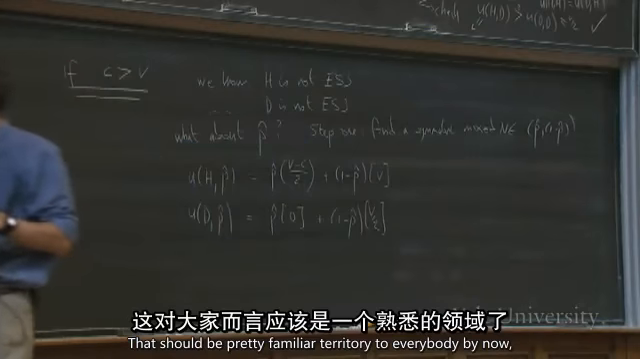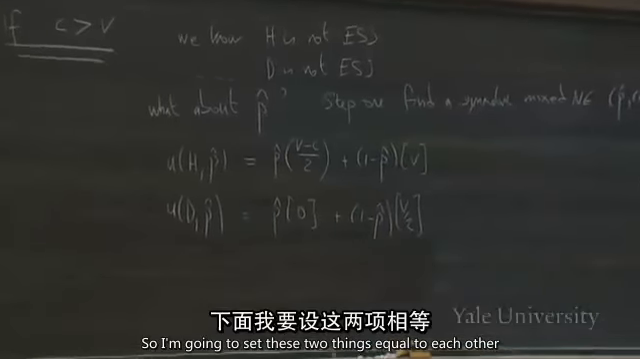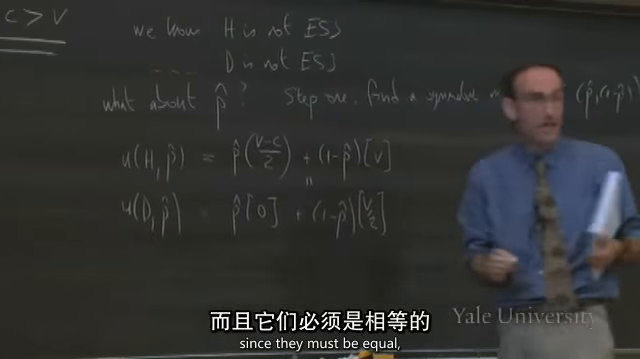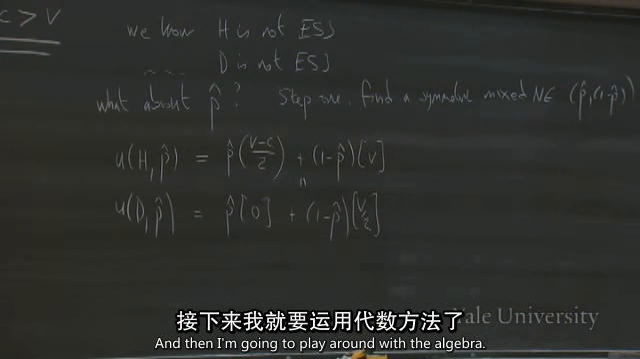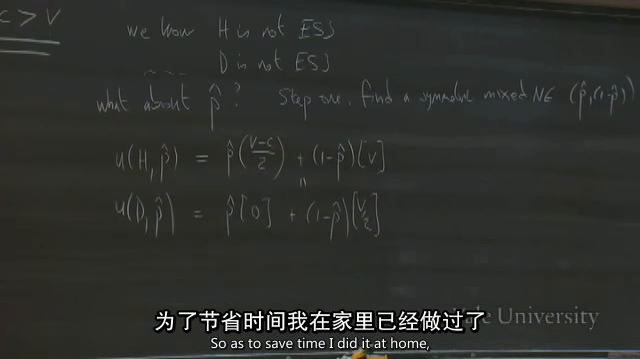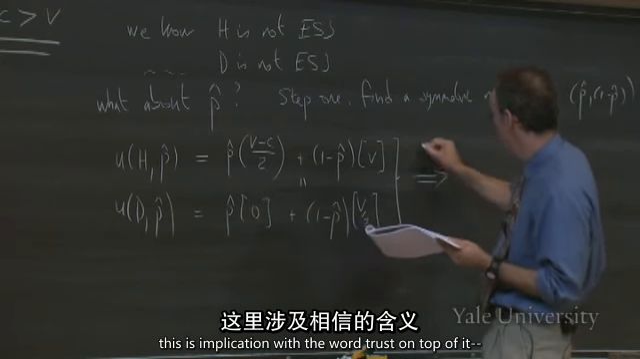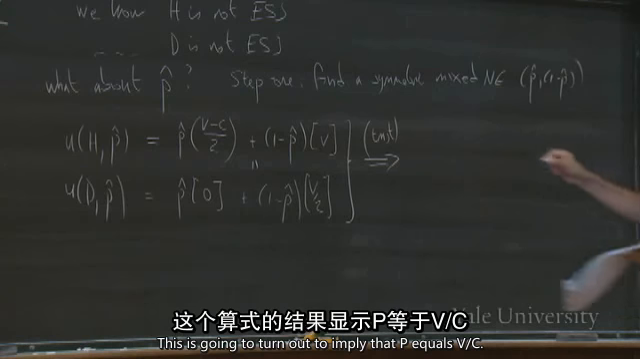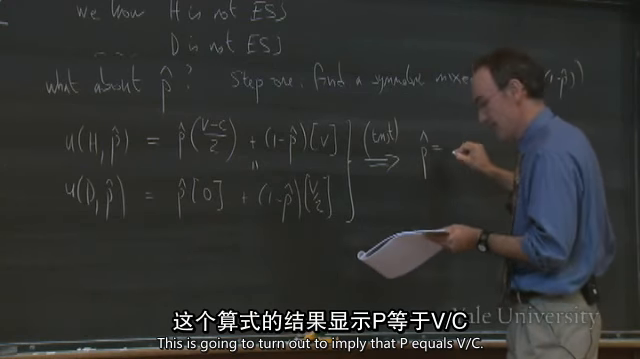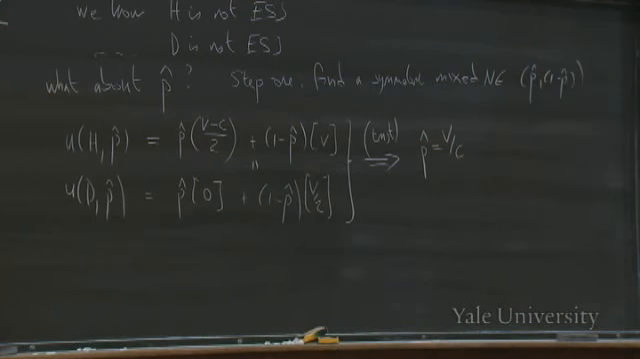Okay, everyone happy with the way I did that? That should be pretty familiar territory to everybody by now. Is that right? Okay, so I'm going to set these two things equal to each other, since they must be equal if this is in fact a mixed strategy equilibrium. Then I'm going to play around with the algebra, but so as to save time, I did it at home. So trust me on this. Trust me that I got the algebra right, or check me at home. This is going to turn out to imply that p hat equals v on c. P hat equals v on c.